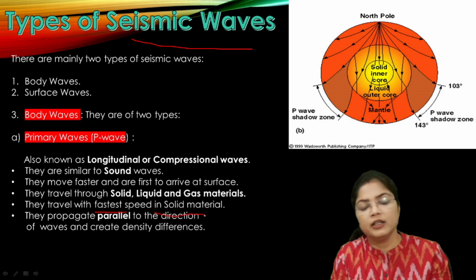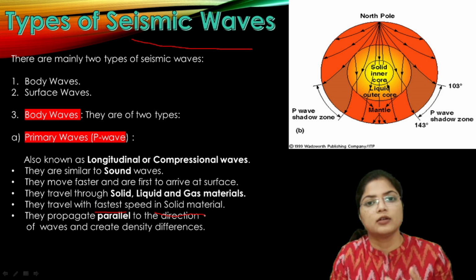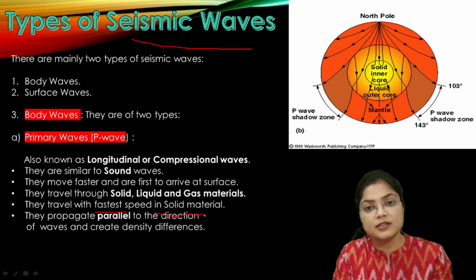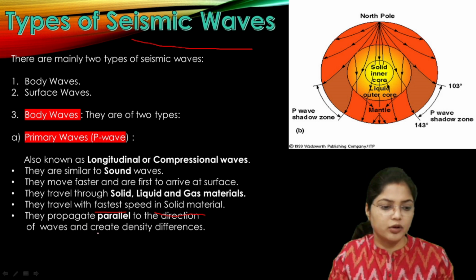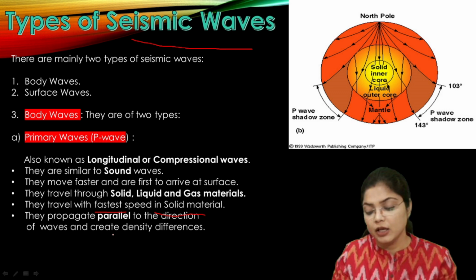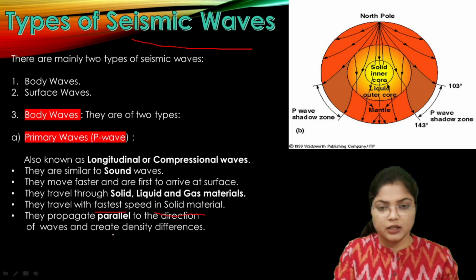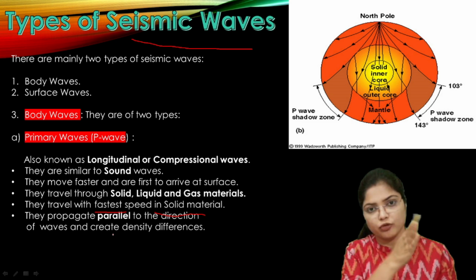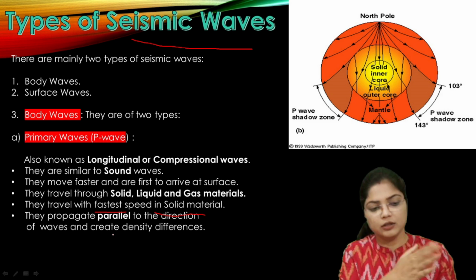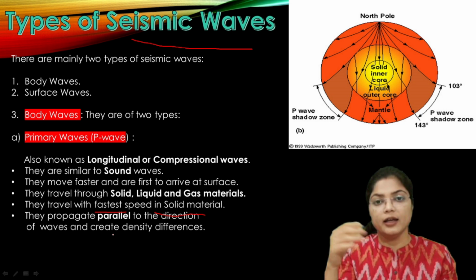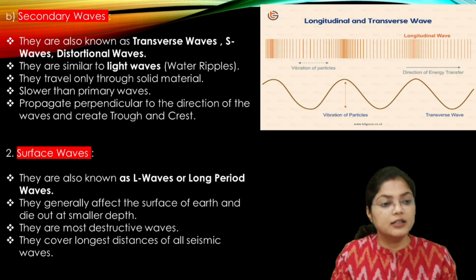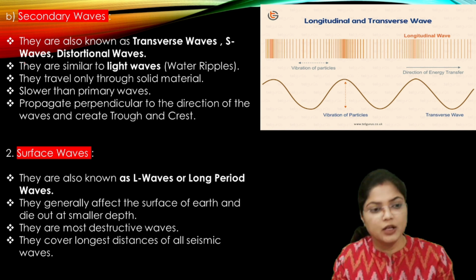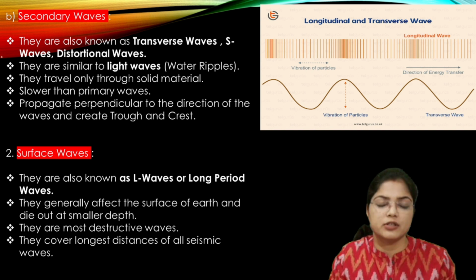Although they travel in all the materials, let it be solid, liquid or gas, but they travel fastest through solid material. They propagate parallel to the direction of the waves and create density differences. So they move like this, to and fro movement. They are running parallel to the direction of the rays, and they are creating density differences. Then second is secondary waves, also known as S waves or transverse waves or distortional waves.